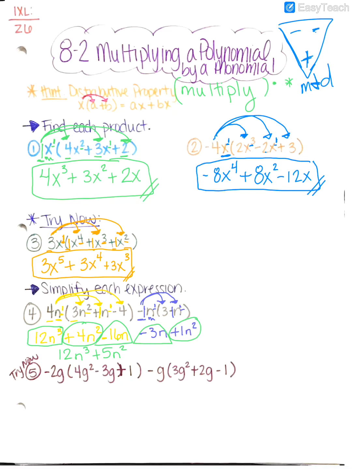So 16 plus 3 is 19. Keep your variable, and both of them are minus or negatives, so you're going to go ahead and put that minus there. Now we can't combine because they all have different powers. So then that should be your final answer.